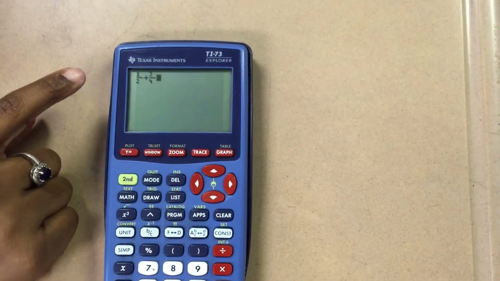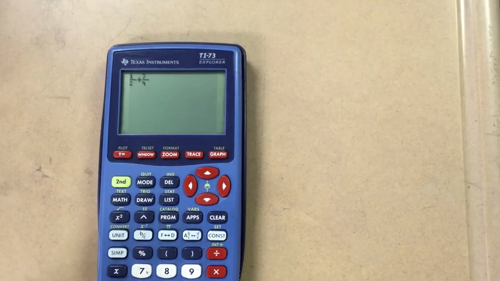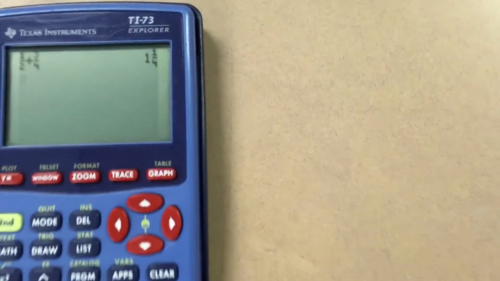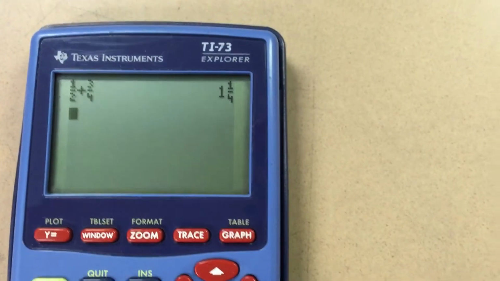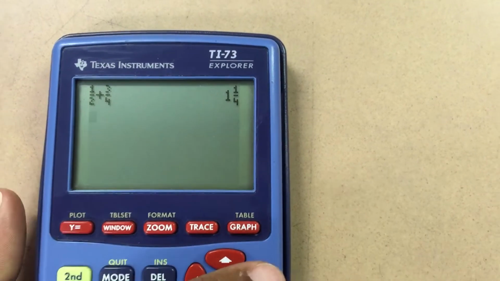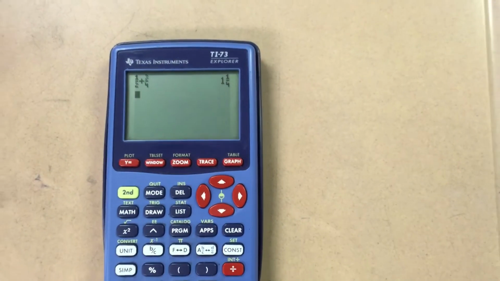And then again, I hit the arrow over so the calculator knows that's the end of that fraction. And then when I press enter, it'll give me my correct answer, 1 1/4. So you want to make sure that you hit the arrow over anytime you're done with your fraction.